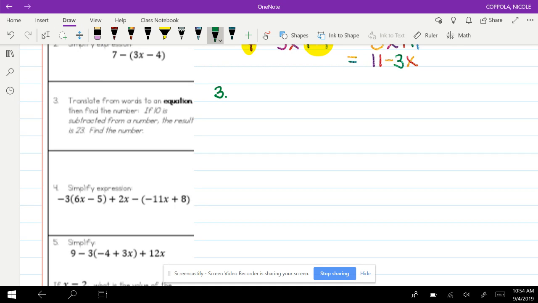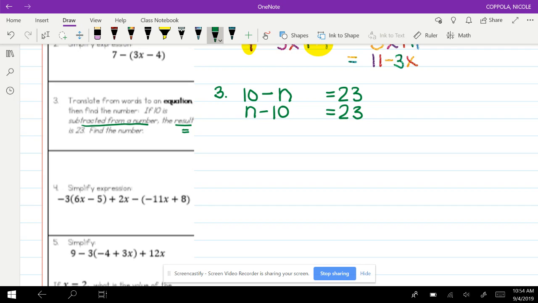If 10 is subtracted from a number, the result, I'm going to put an equal sign there because result means equals, is 23. So I know I'm going to have equals 23. Now in my brain, I'm either thinking 10 minus some number, I'm going to call it n, you could have called it x, or is it n minus 10? So one of these is correct. I'm wondering which one.